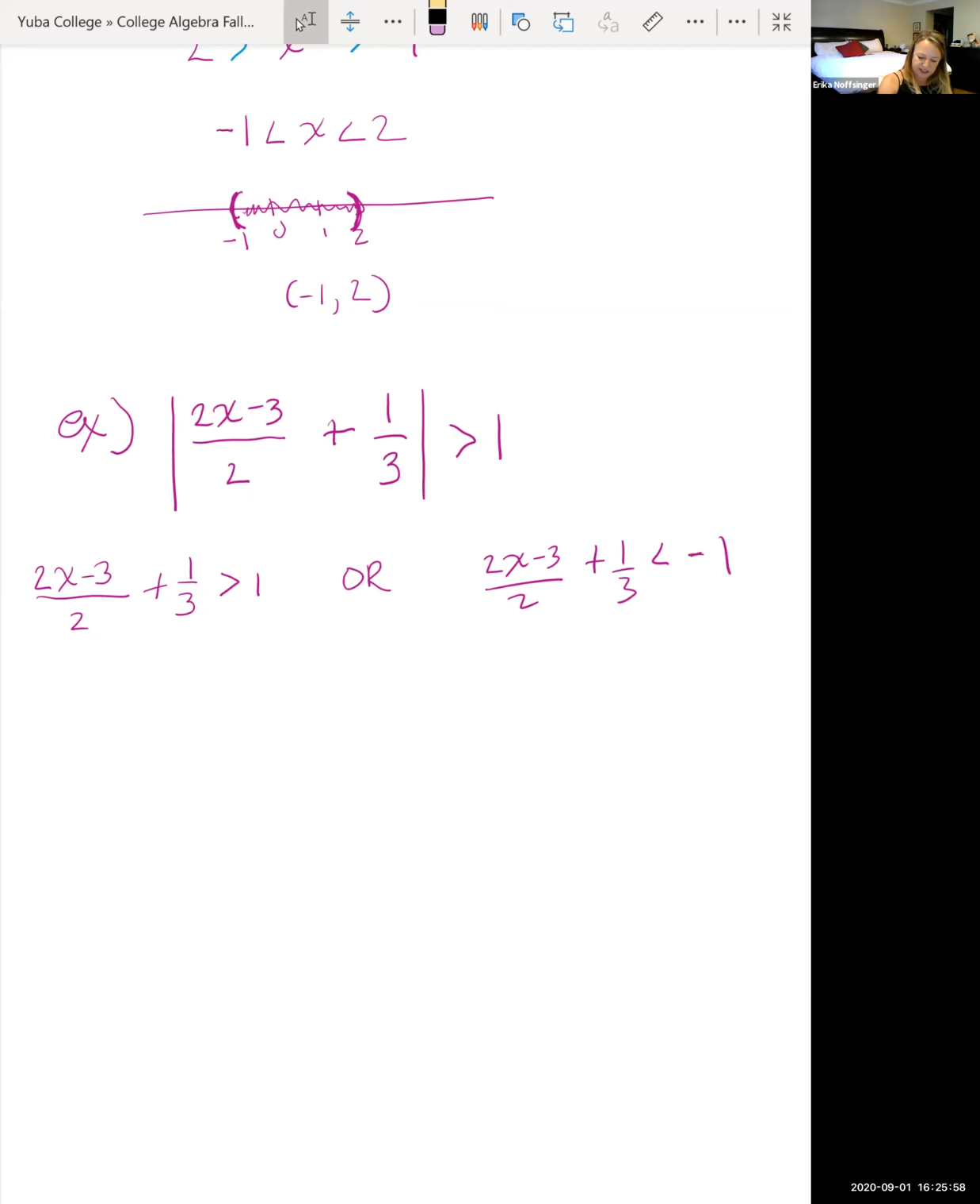So personally, I don't like working with fractions. So let's clear the fractions. So 2 and 3 are in the denominator. I can see my LCD is going to be 6. So if we multiply everything through by 6, I need to multiply this first fraction by 6. I need to multiply the 1/3 by 6, and I have to multiply this one by 6. Just multiplying on both sides and distributing.